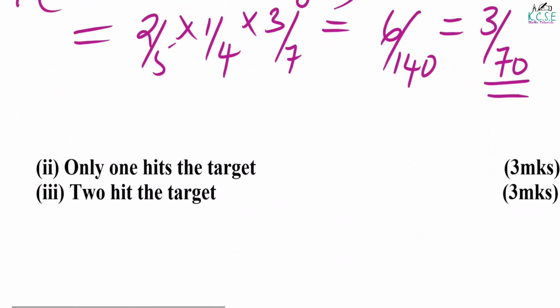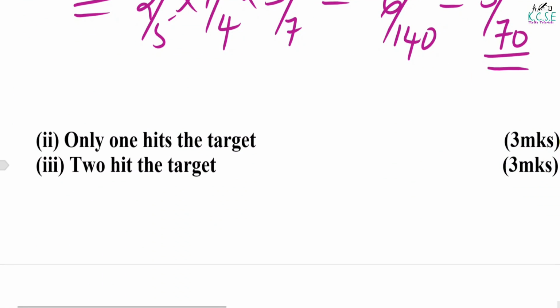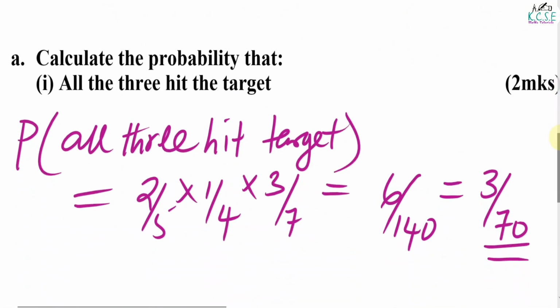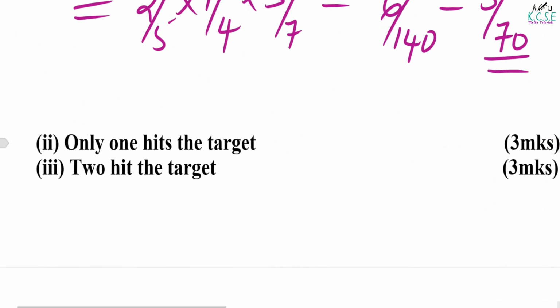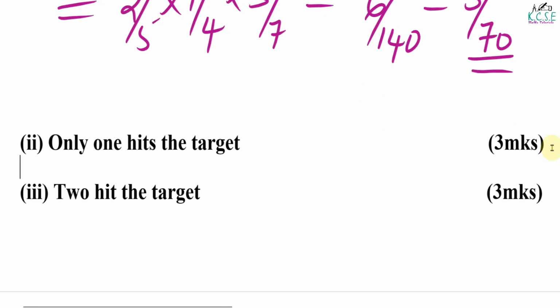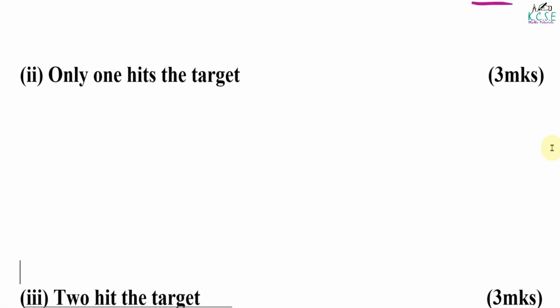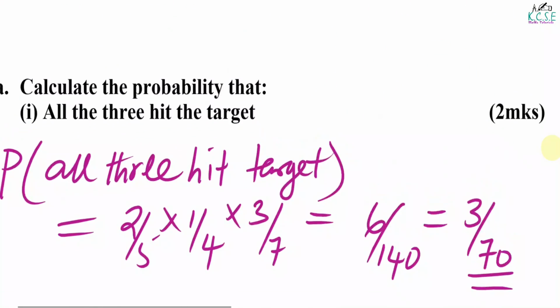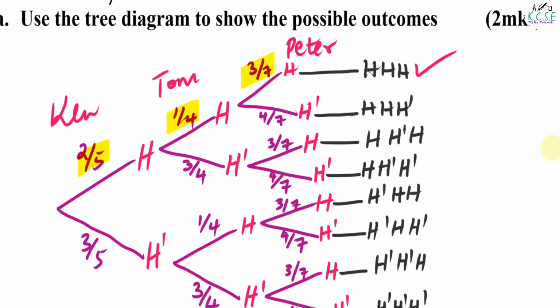Then we go to the next one. The next one is the probability that one hits the target. The probability that one hits the target, we are going to obtain from the tree diagram. We're going to look for instances where only one of these people hits the target and two fail, like this one.